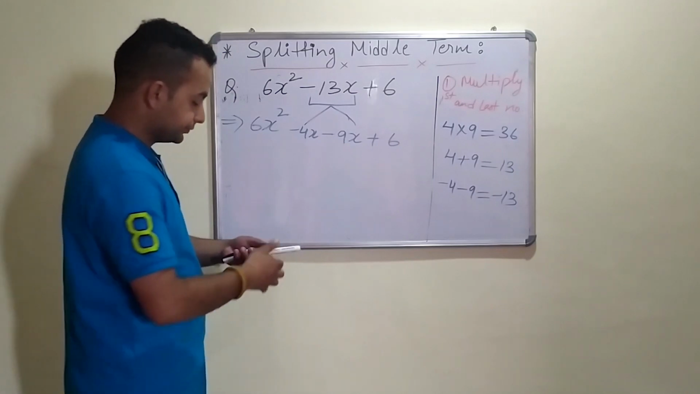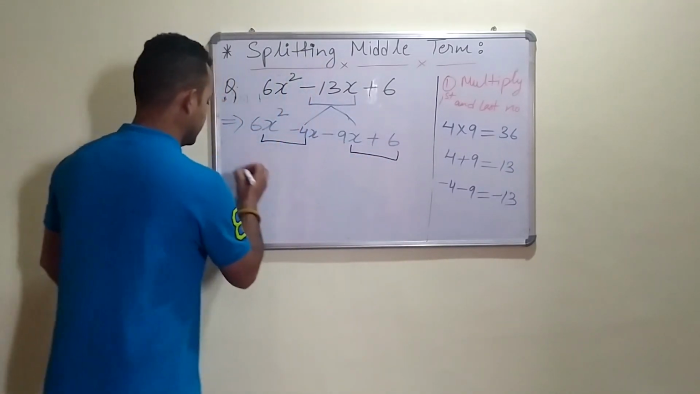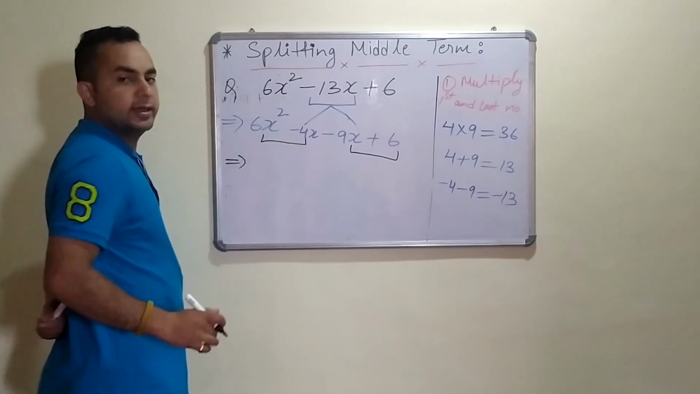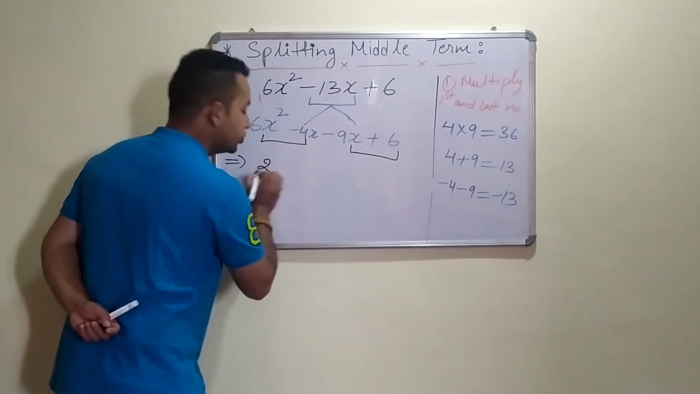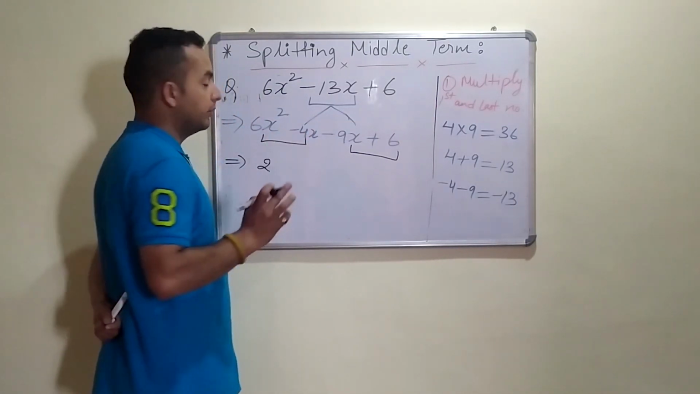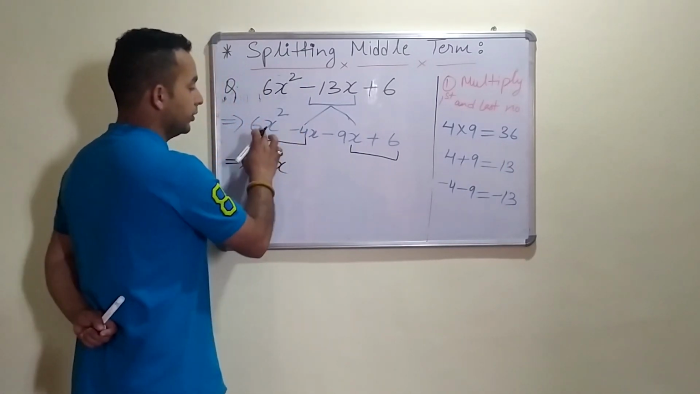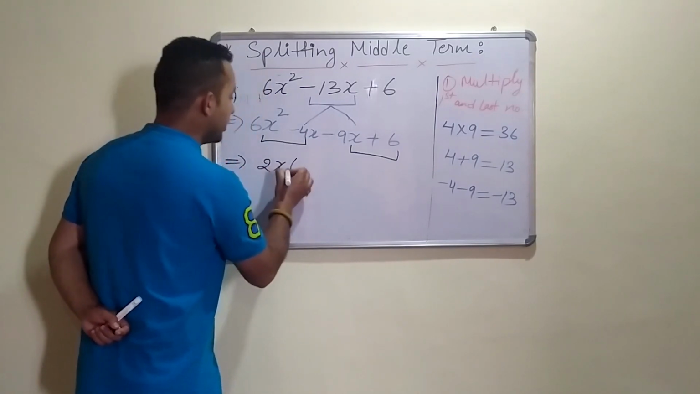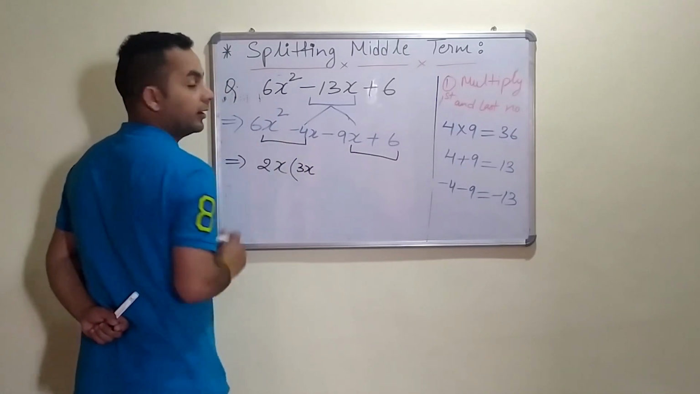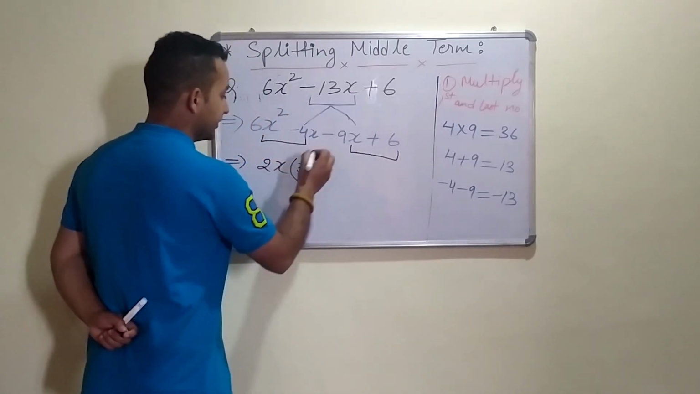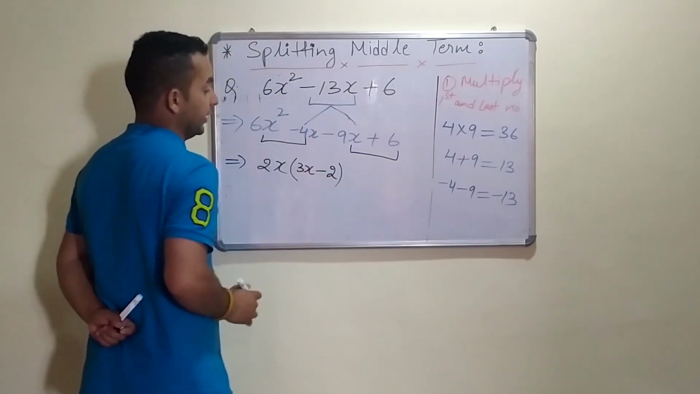Understood? Now we are going to regroup the terms. Take 6x squared and negative 4x, and find the common factor. Number 6 and number 4 come in the table of 2, and both have a variable x. So 2x is common: 2x times 3x is 6x squared. Similarly, 2x multiplied with negative 2, you will get 2 times 2 is 4, and negative x.